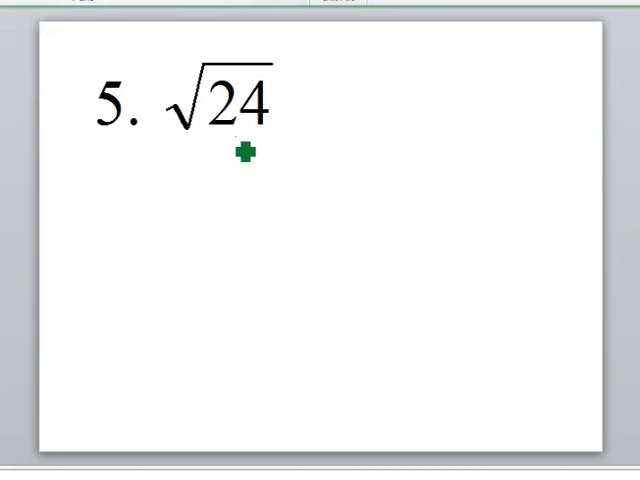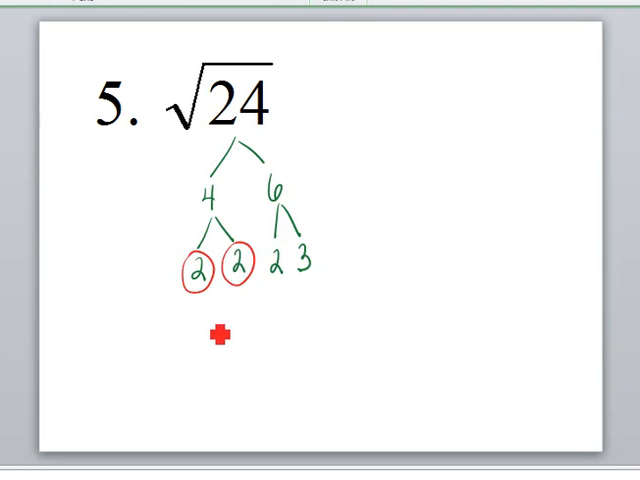In the next example, I'll go ahead and use 4 times 6. 4 breaks down into 2 times 2. 6 breaks down into 2 times 3. There is a pair of 2's. The 2 comes on the outside. These 2 and 3 do not have a pair, so they stay on the inside and are multiplied together. So my answer is 2 square root of 6.